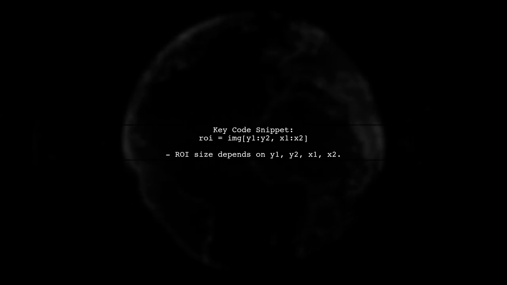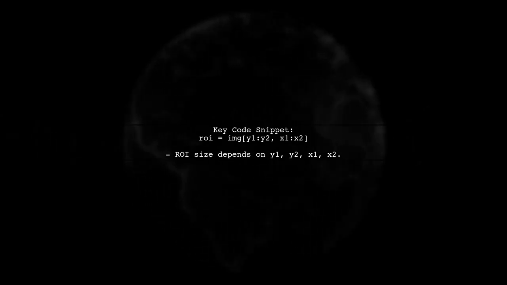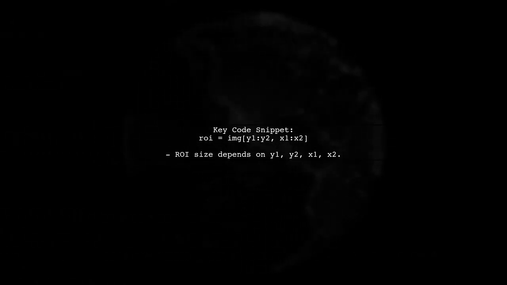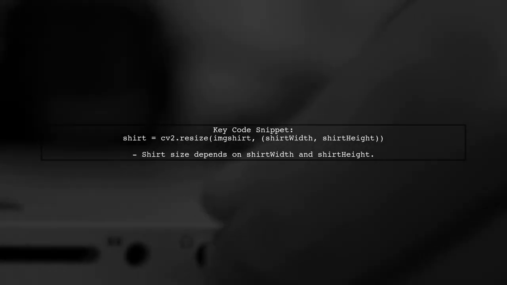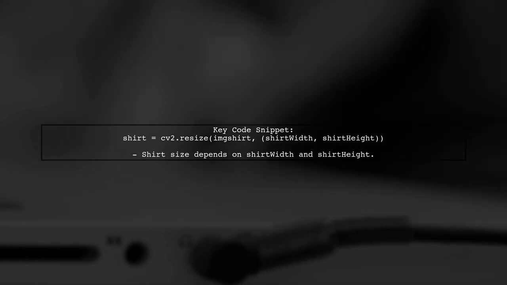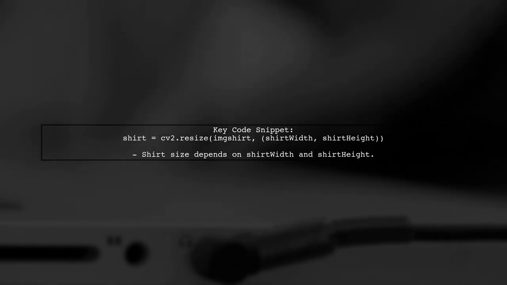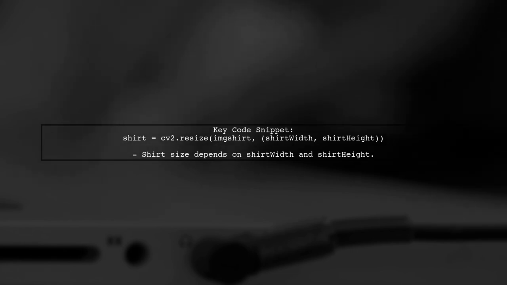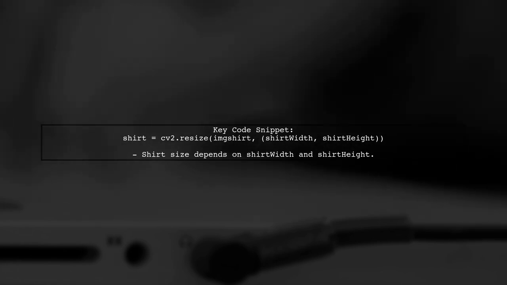Let's examine the relevant lines of code. The region of interest, or ROI, is defined by the line ROI equals IMG of Y1 to Y2 and X1 to X2. This means the size of ROI depends on the values of Y1, Y2, X1, and X2. On the other hand, the shirt image is resized using the line shirt equals cv2.resize of IMG shirt with shirt width and shirt height. This means the size of the shirt is determined by these variables.